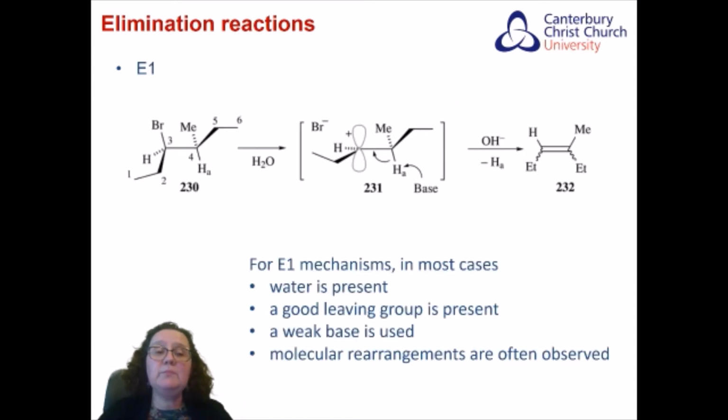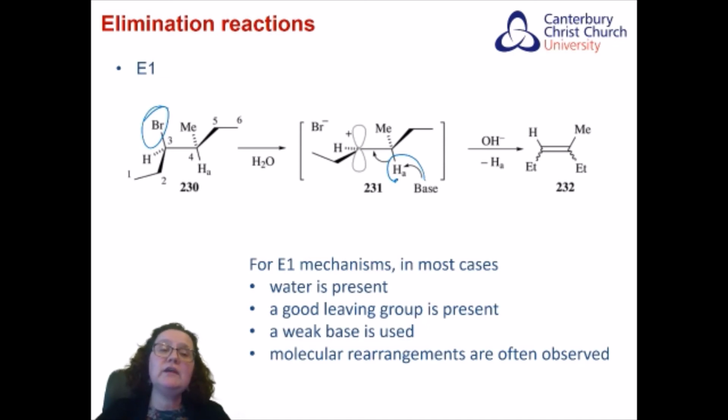In an E1 mechanism, in a similar way to a nucleophilic substitution 1, an SN1, you form a carbocation. So the first step is the leaving group, for example in this case the bromine atom, leaving the molecule. And then in a second step, the base present attacks the hydrogen in the adjacent carbon to the one with the carbocation to form the double bond.